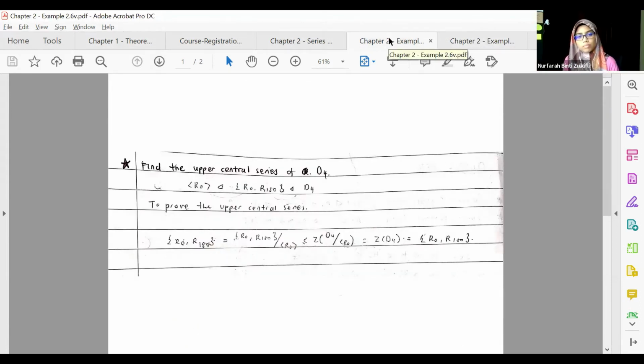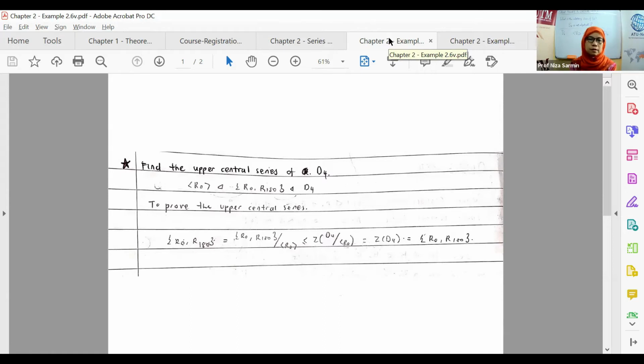So to show it's upper central series, you have to show two parts. Okay? Two parts. The first one is D4 mod R180. This is, what is it? Center, right? So this one is isomorphic to, oops, isomorphic to Z of D4, which is R180. So it's okay. The second one is?